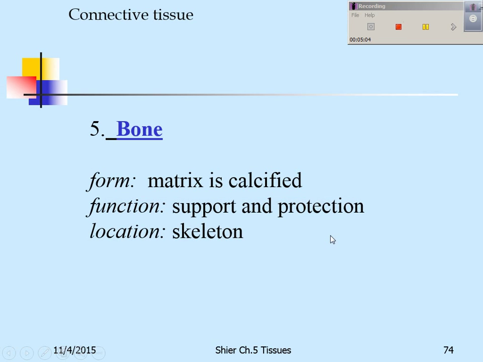All right, so bone. This one's pretty cool. It's one of the tissues that has a hardened matrix. It's calcified. When we say calcified, that just means that it's been solidified with calcium. So the matrix is hard. It's solid. Bone, of course, is there for support and protection, like we already talked about, and we find it within the skeleton.